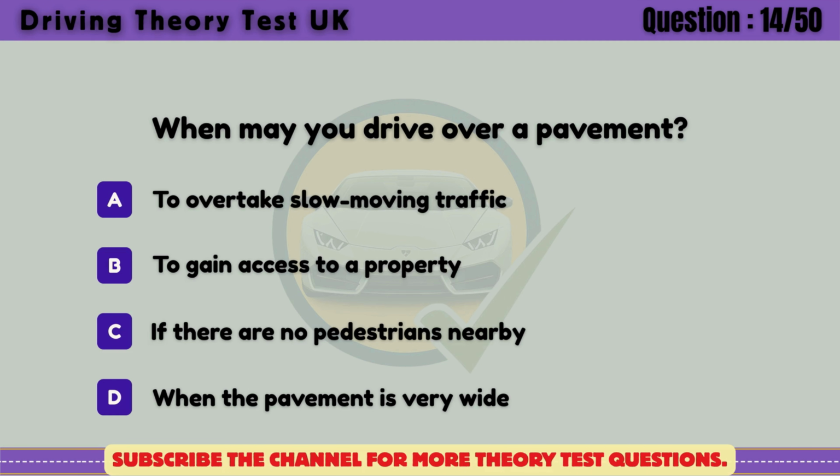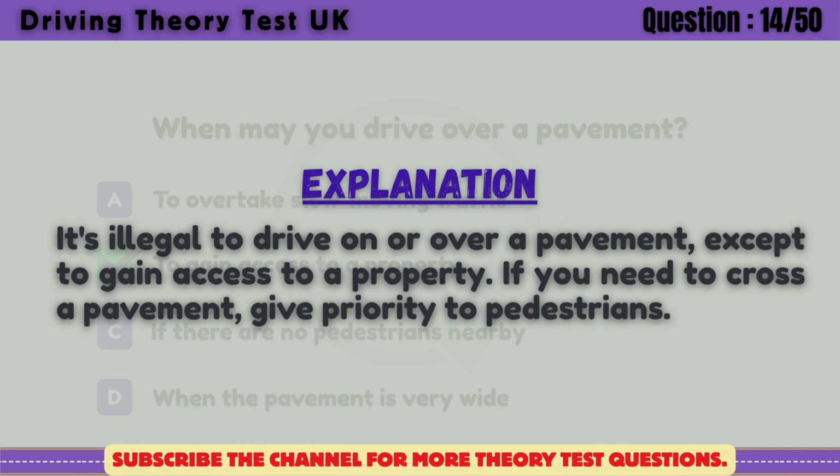C. If there are no pedestrians nearby. D. When the pavement is very wide. Answer is B. To gain access to a property. It's illegal to drive on or over pavement, except to gain access to a property. If you need to cross a pavement, give priority to pedestrians.